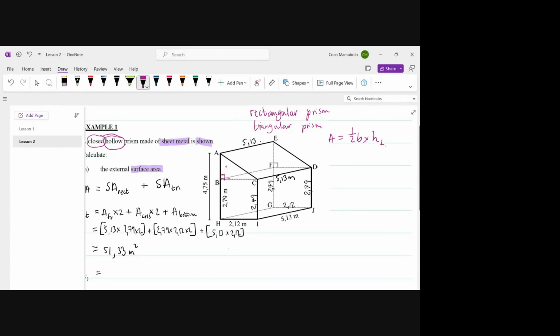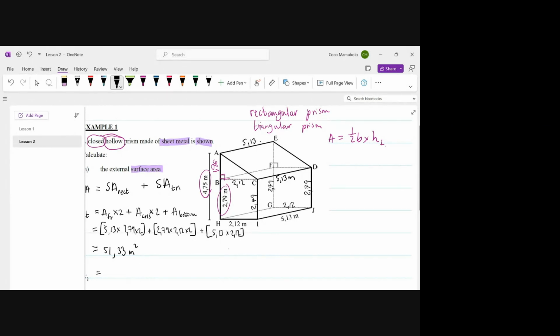Which is nice, we have the fact that this is a perpendicular triangle. So I know that to find my perpendicular height, I'm just going to take 4.75 minus 2.79. Are we all in agreement there? Yes. Good. Thank you, Abu. The answer that we get is going to be 1.96 meters. Now, I can then calculate the area of my two triangles because I know that my base is just also 2.12.